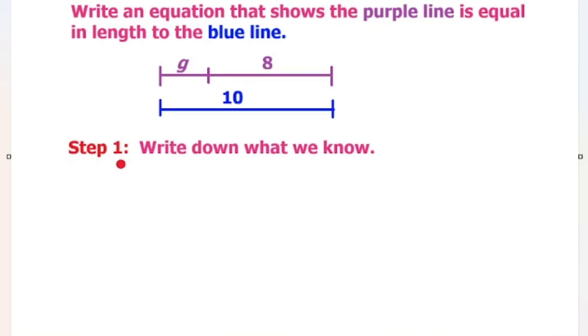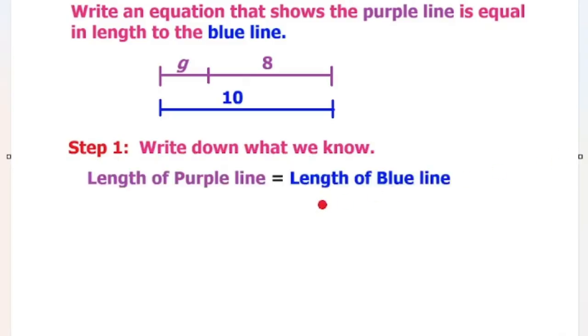So step one is to write down what we know. We know that the length of the purple line equals the length of the blue line. Look, we just wrote an equation. Now we just need to figure out how to represent that into variables and numbers. That's all we have to do.